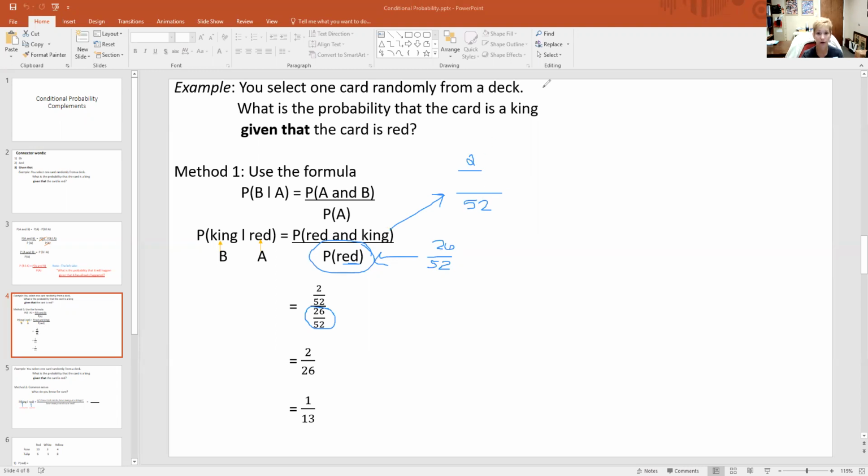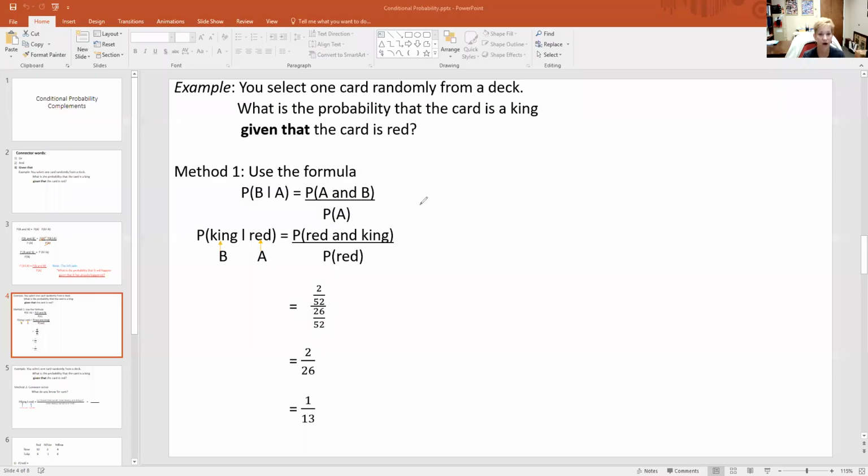Okay? Let me erase that. All right. All right. So come back up and draw. Let's see if it'll let me. Well, there we go. Let's try it again. Share the screen. All right. Annotate. All right.